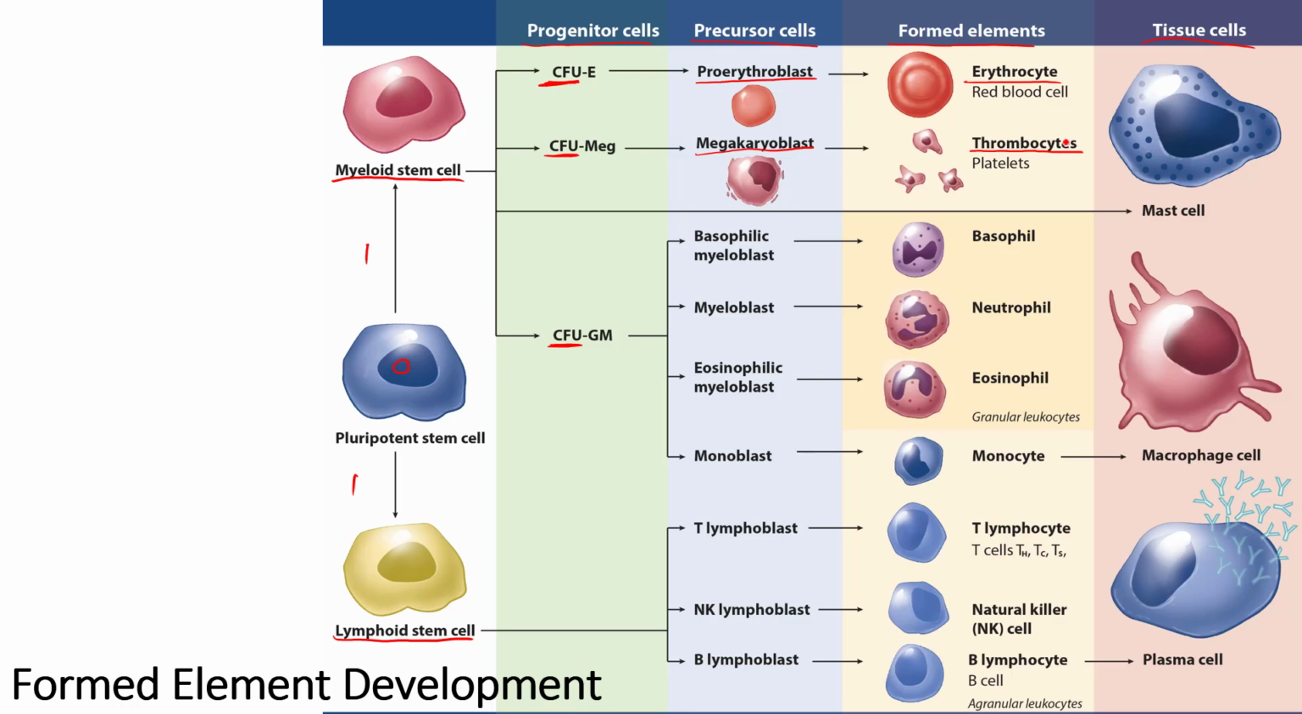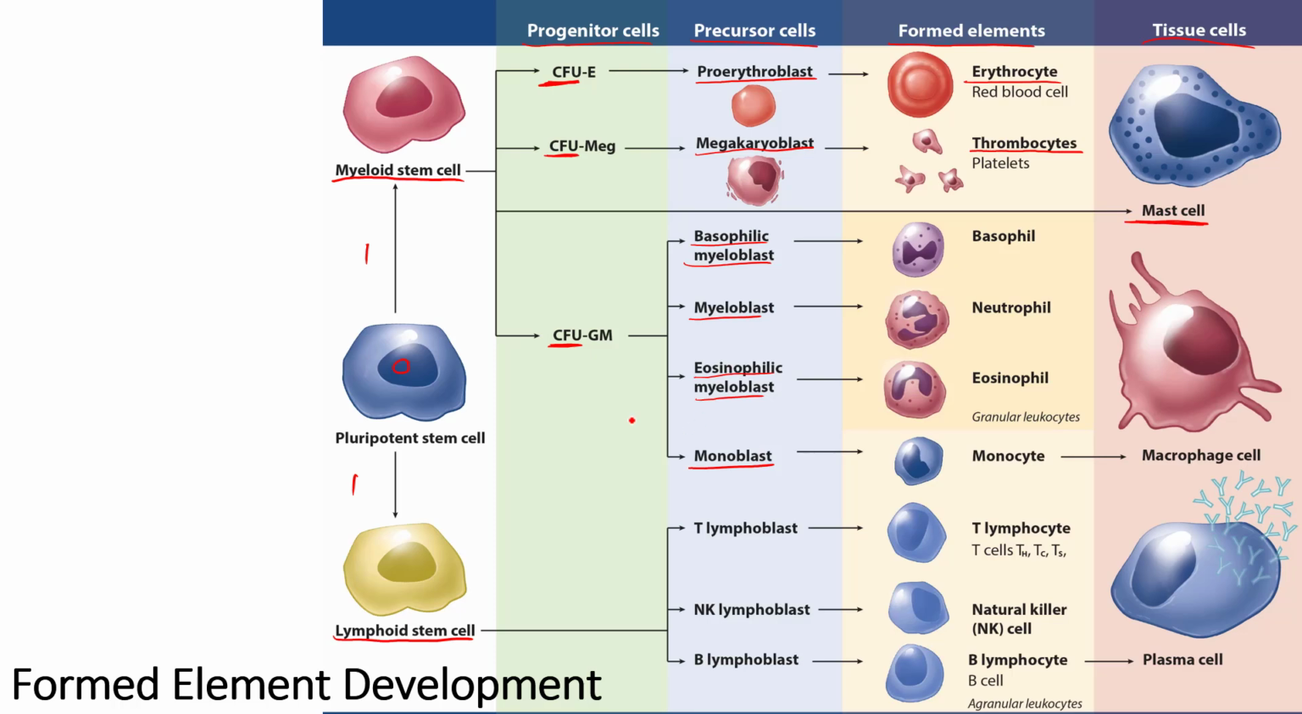or the thrombocytes. We also have myeloid stem cells differentiating into mast cells, which are excellent tissue cells at degranulating histamine. And then we have colony-forming units, granular monocytes. So we have various types here: basophilic myeloblasts, eosinophilic myeloblasts, and monoblasts.